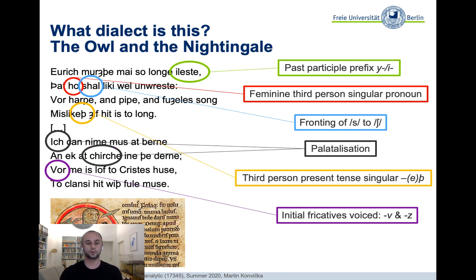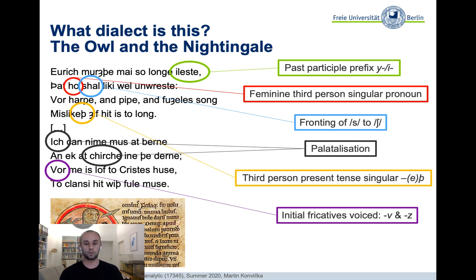And what we also see here, on the one hand, is the first person singular pronoun for I, in Middle English "ich". And here the word for church, "at churche". So this is something that also distinguishes southern varieties of Middle English from their northern counterparts. In southern Middle English we have a lot of palatalization going on. So it's not "ik" but "ich", and it's not "kerk" or "kirk", but "church".